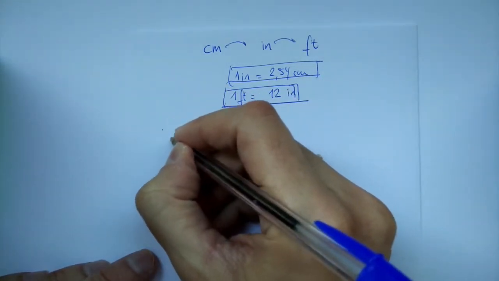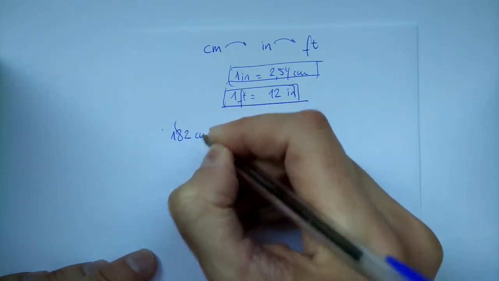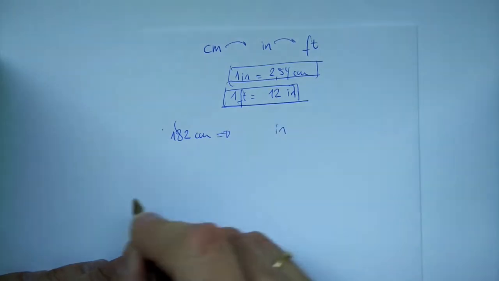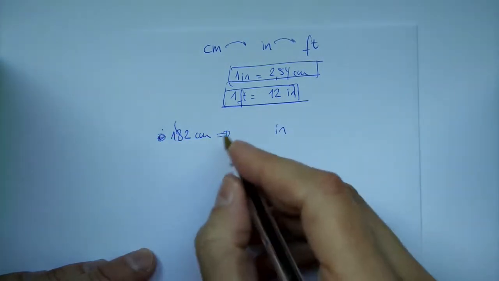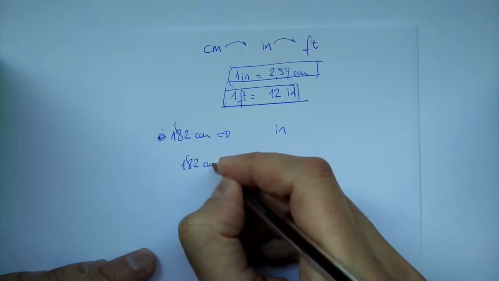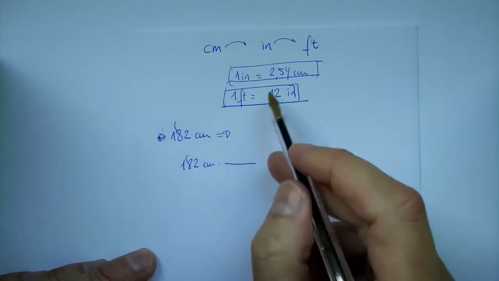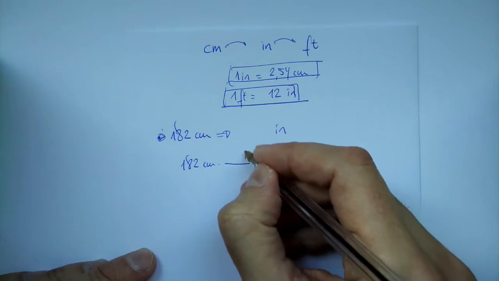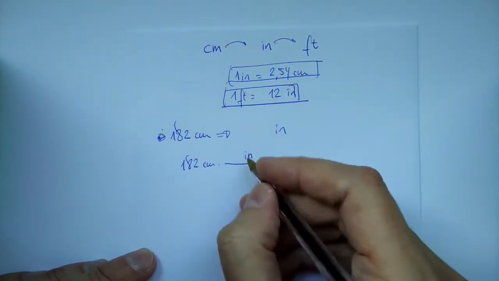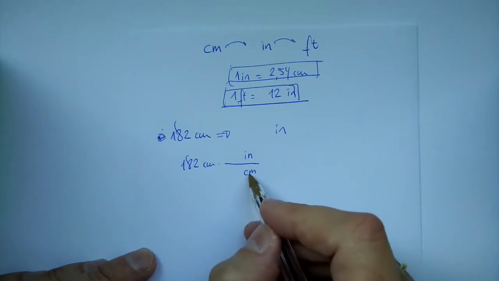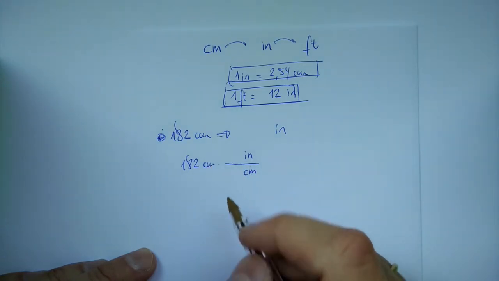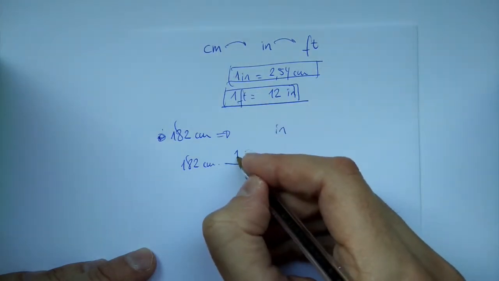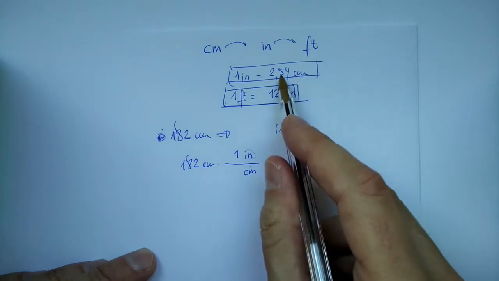Let's start with an example of height of 182 centimeters. We will convert it to inches. So, we're going to multiply by a conversion factor. We operate in units. Here the units are inches. In the numerator we have inches. And in the denominator below, we have centimeters. We're going to remember that 1 inch is 2.54 centimeters, so we have 1 inch, and for centimeters, we put 2.54.